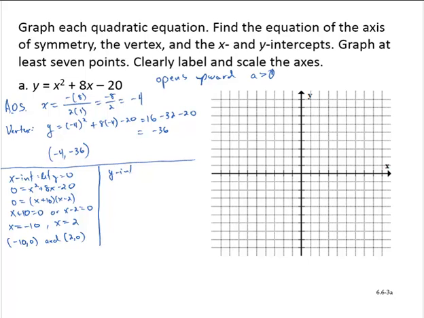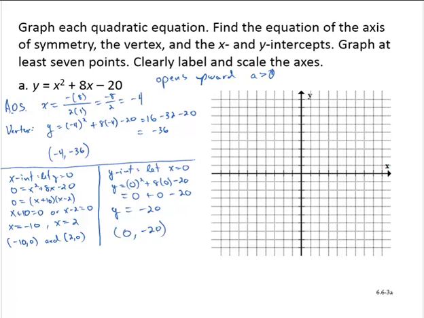Y-intercept, we will let x equal 0. And so then that gives us y equals 0 squared plus 8 times 0 minus 20. And so that's 0 plus 0 minus 20, which is negative 20. And so we have the ordered pair 0, negative 20.